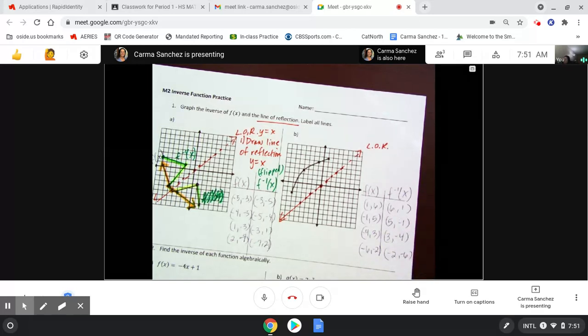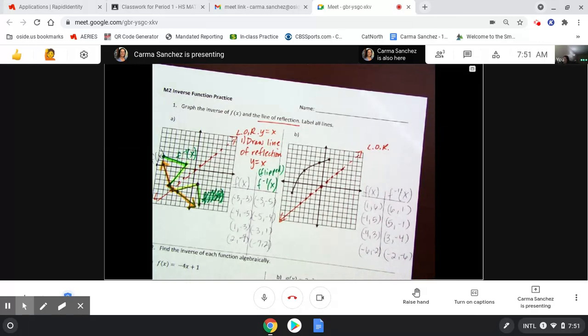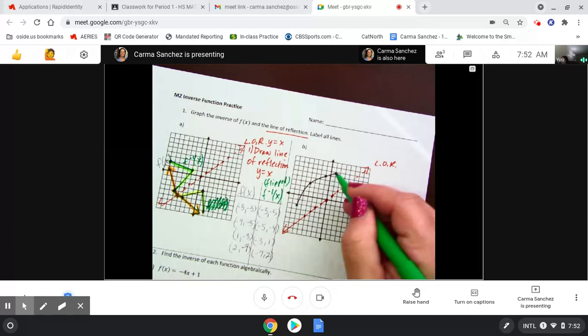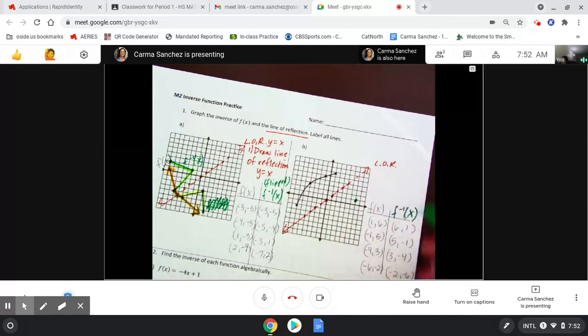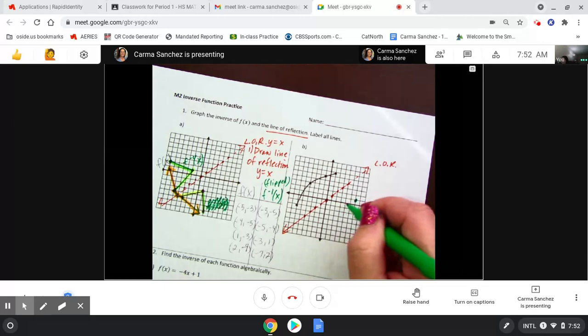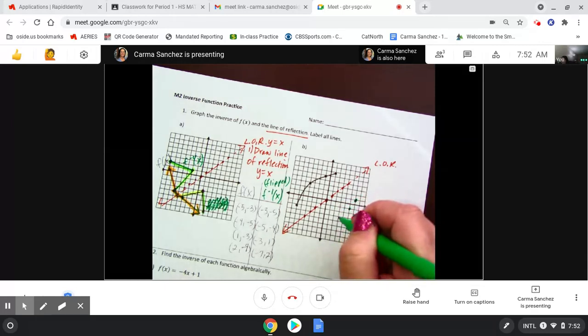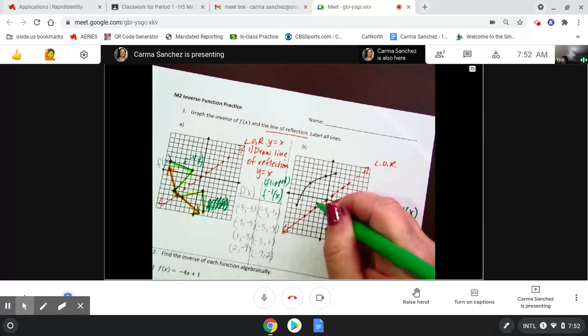And let's go put these dots on the graph. This is going to be my new green inverse function. So I'm going to go to 6, 1. And that's the reflection of that dot right there. I'm going to go to 5, negative 1. I'm going to go to 3, negative 4. And I'm going to go to negative 2, negative 6.